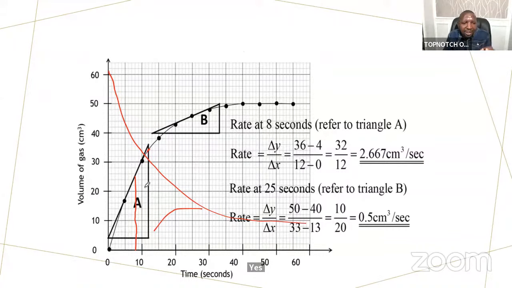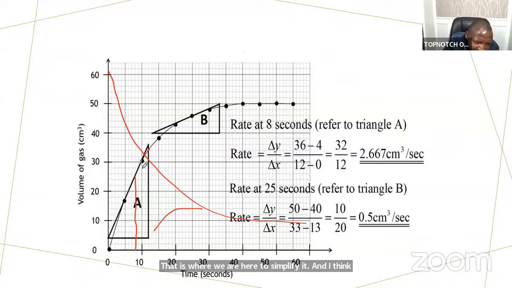So it doesn't matter. After drawing your tangent, however short, it doesn't matter. The length of the tangent doesn't matter. But of course, when you draw a tangent at that point, you get the change in Y over the change in X, then you get the rate. Then for 25 seconds, you are going to do the same.